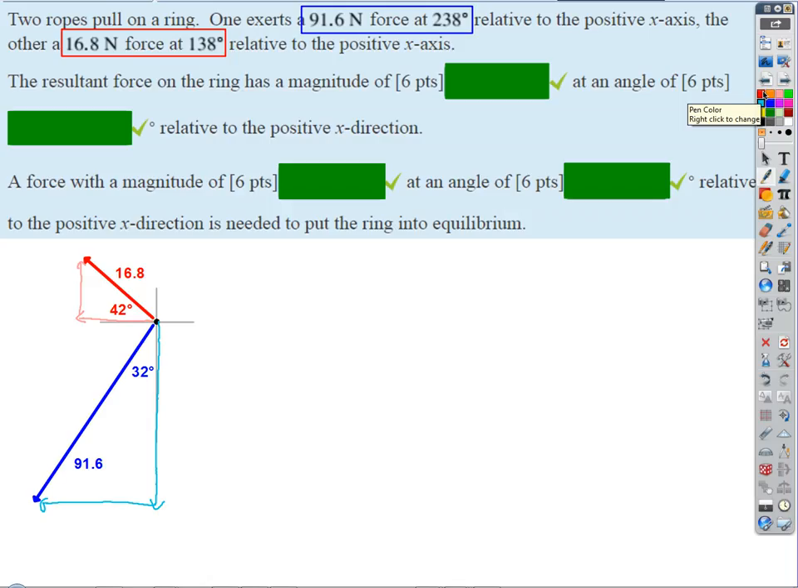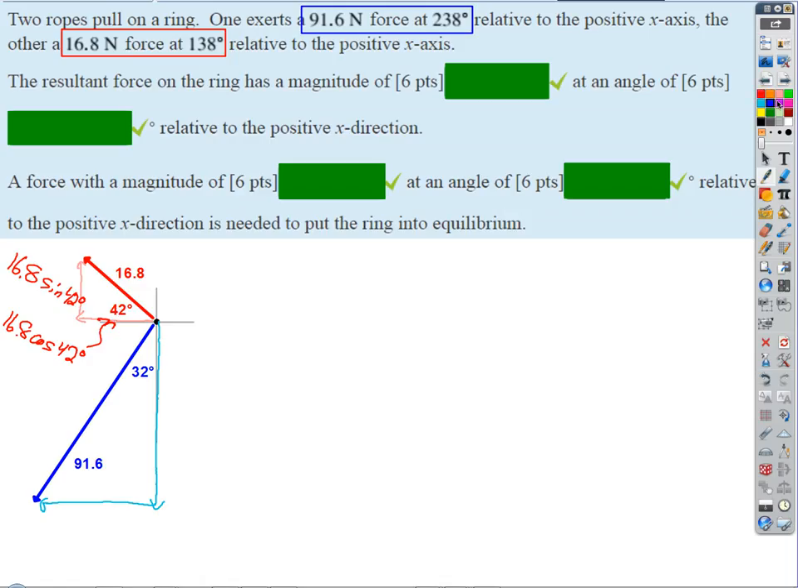Is the vertical component of the red vector going to be a sine or cosine issue? It's going to be a sine, right? So that's going to be 16.8 sine 42, right? And this guy down here is going to be 16.8 cosine 42, right? That bottom one. Everybody agree? Okay, how about the components of the blue vector?